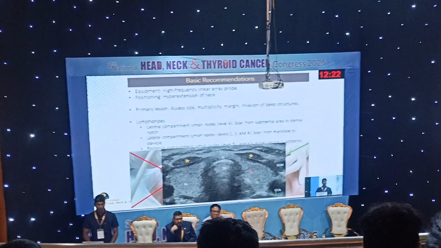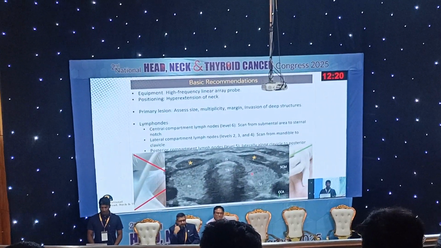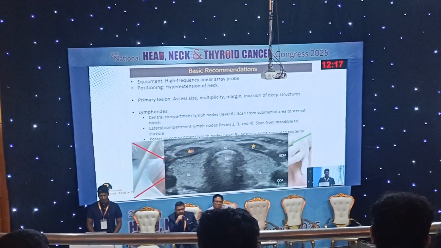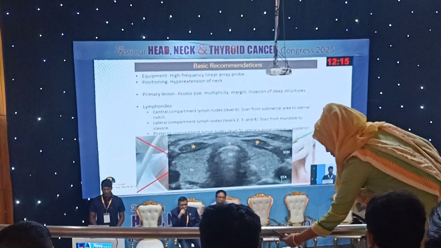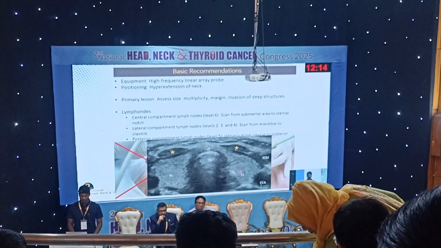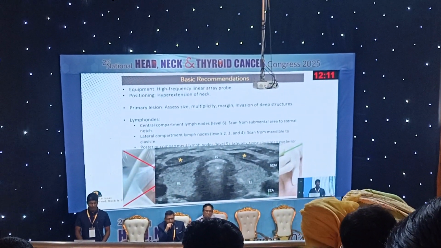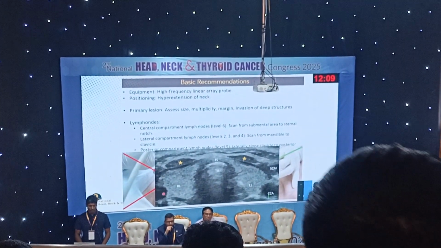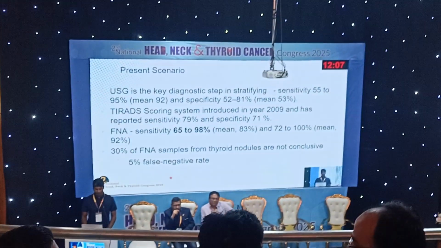The thyroid has uniform echoes and is hyperechoic as compared to the strap muscles. This is the trachea, isthmus, right lobe and left lobe of the thyroid, and these are the carotid arteries. The thyroid is medial to the carotid and lateral to the trachea.